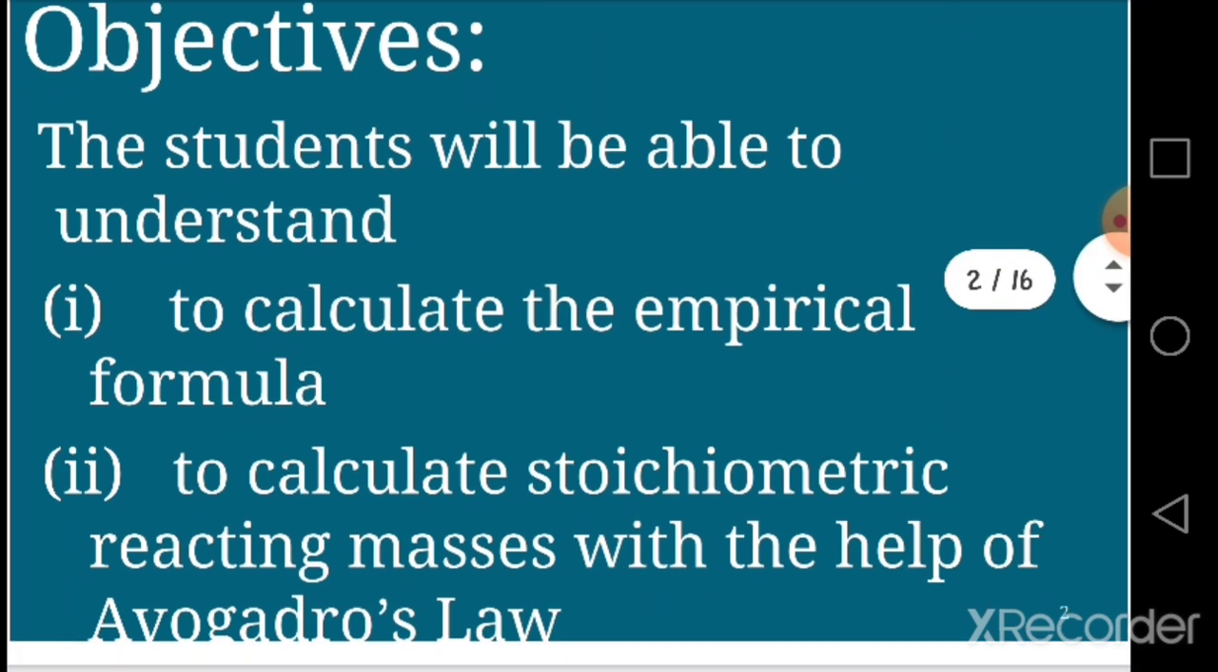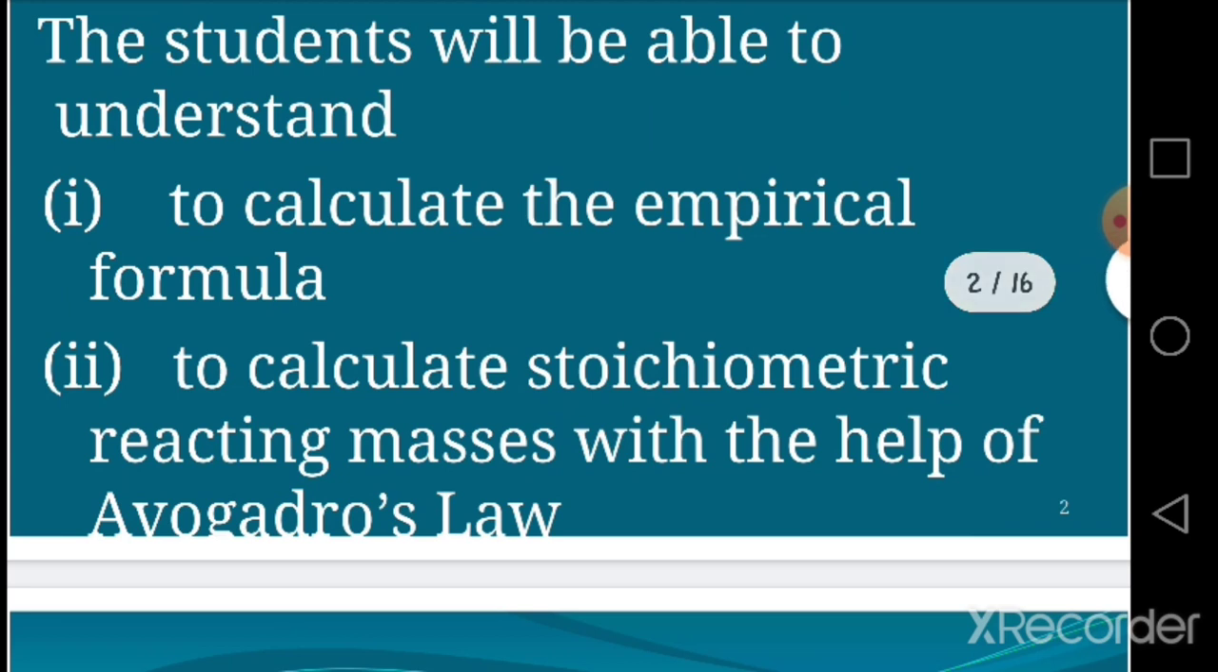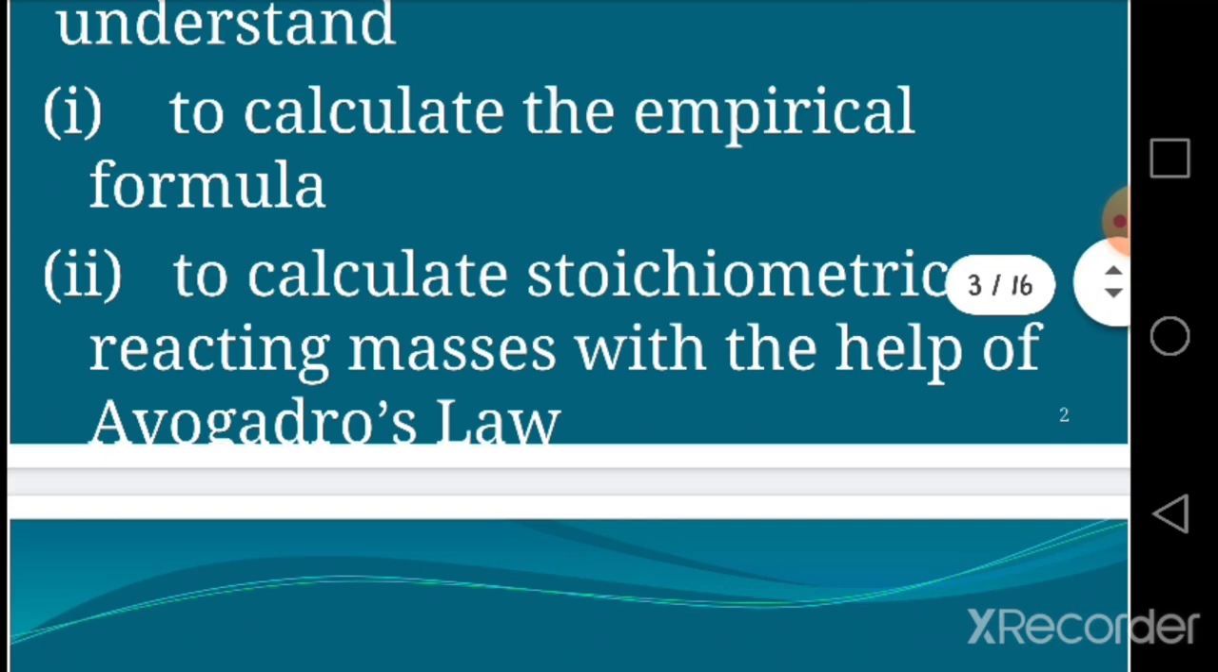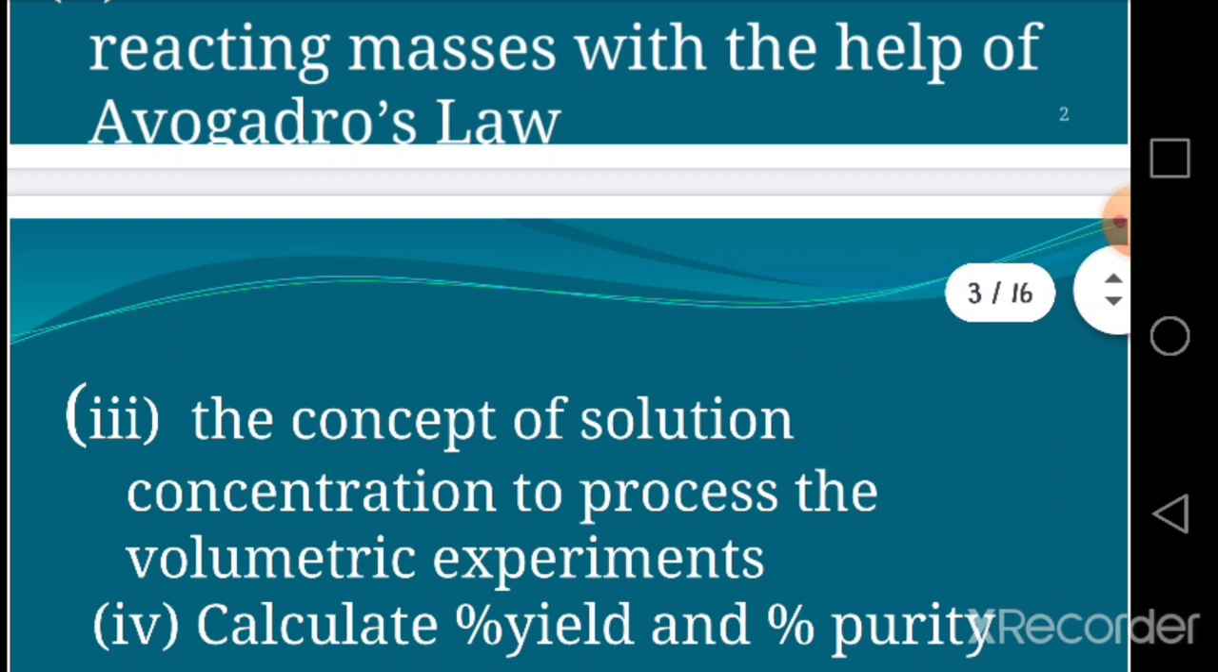Number 2, to calculate the stoichiometric reacting masses with the help of Avogadro's law. So in this case we will consider Avogadro's law as well: what is Avogadro's law, and how we can calculate the reacting masses, inshallah. The third point is the concept of solution concentration to process the volumetric experiments, and the fourth and very important, to calculate percentage yield and percentage purity of the substances or reactions.